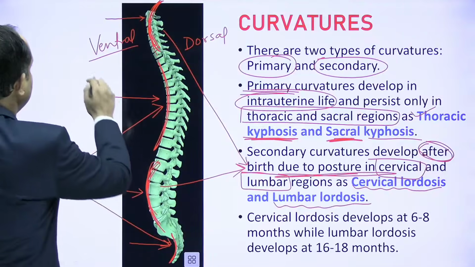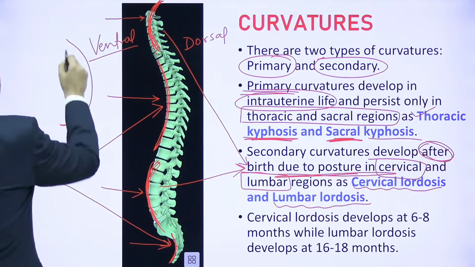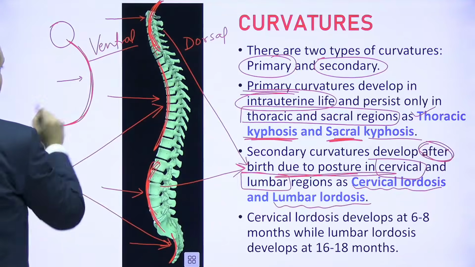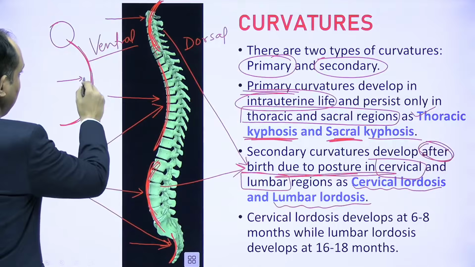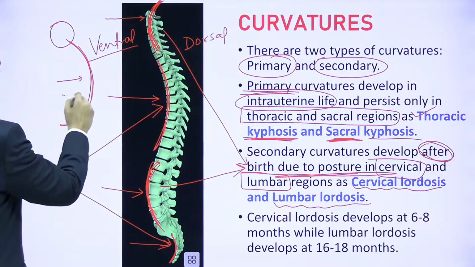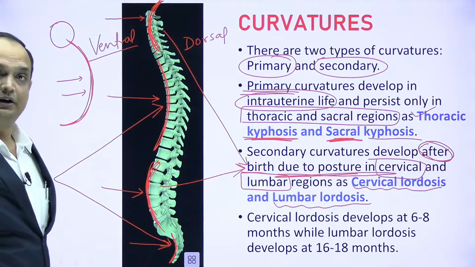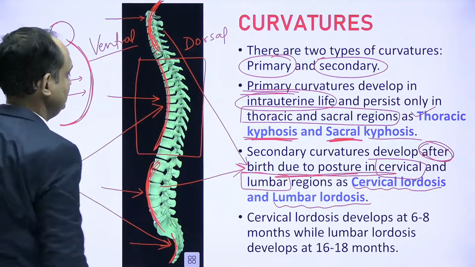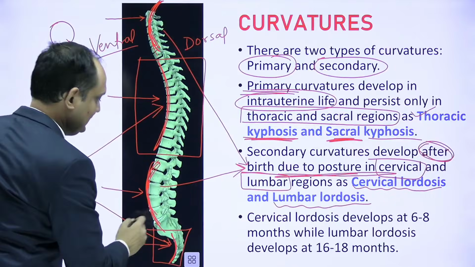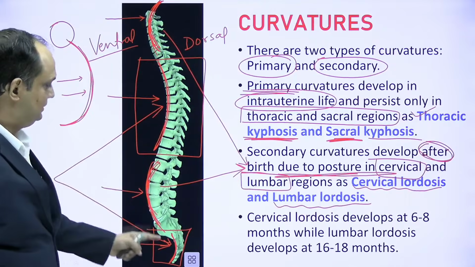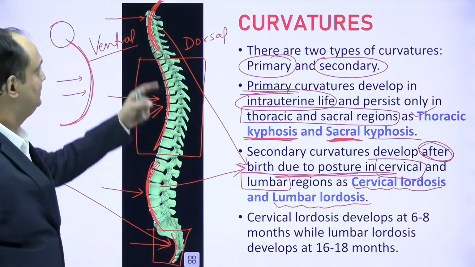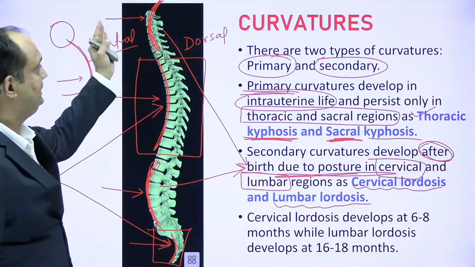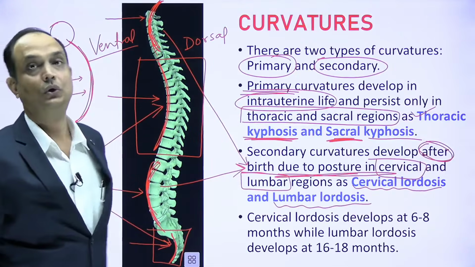Because when you see the fetus, it has the complete placement of the vertebral column with concavity on the ventral side. This concavity of the vertebral column on the ventral side, which develops in intrauterine life, persists only in 2 regions in the adult. One is the thoracic and another is the sacral region. That's why this is known as primary curvature, and these 2 curvatures develop later on with the convexity on the anterior aspect, and they are known as lordosis.